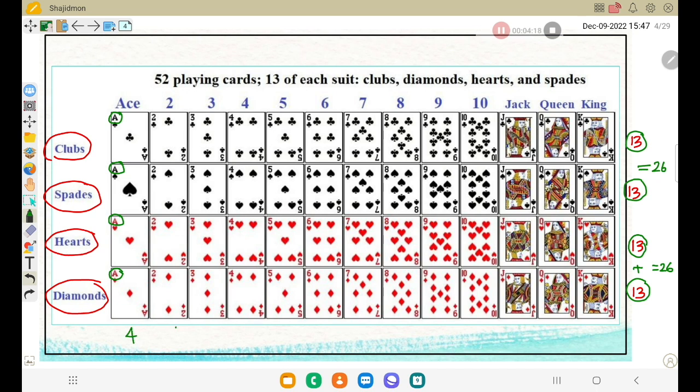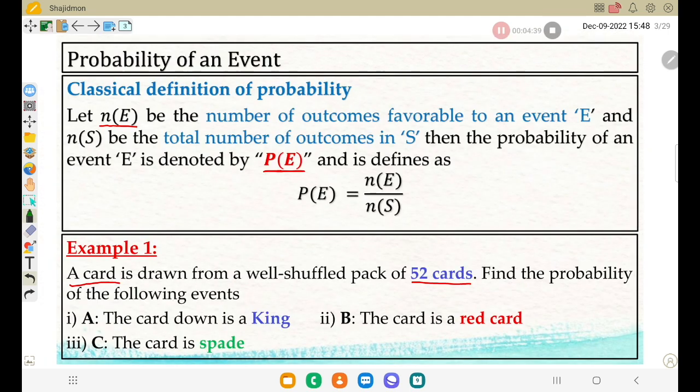Correct? And number 2, totally 4 cards will be there. Number 3 also 4 cards, like number 4, number 5, number 6, 7, 8, 9, 10, all are 4 cards. Jack cards are 4, queen cards are 4, and king cards are 4. Totally 52 cards will be there. Correct? Now here we can define the probability.